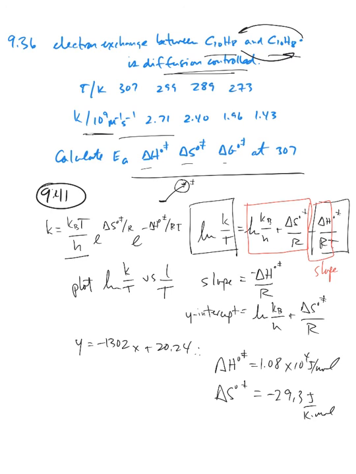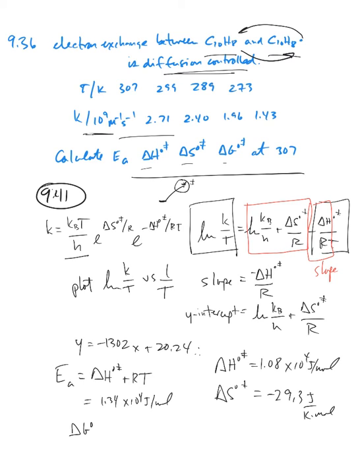But we have an expression for EA. And that's going to be 1.34 times 10 to the 4th joules per mole.